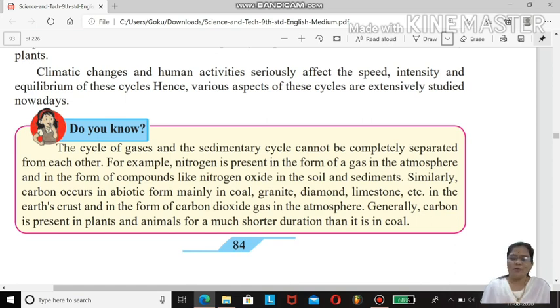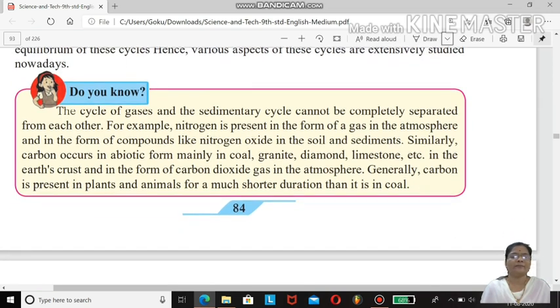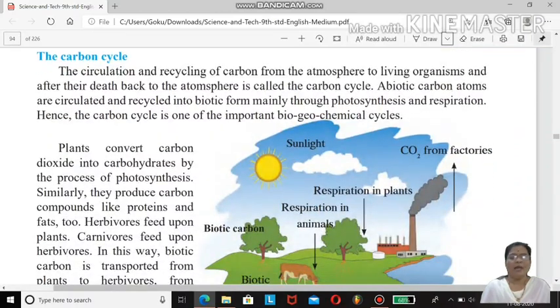This is the difference between the gaseous cycle and sedimentary cycle. Then next, students, we are going to learn the first biogeochemical cycle in this chapter, that is the carbon cycle.